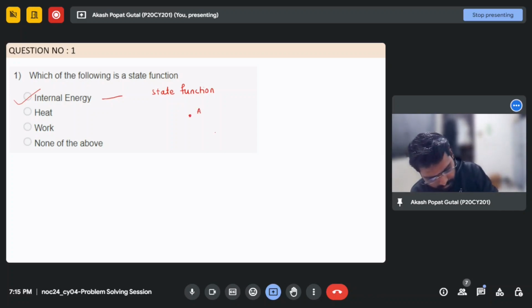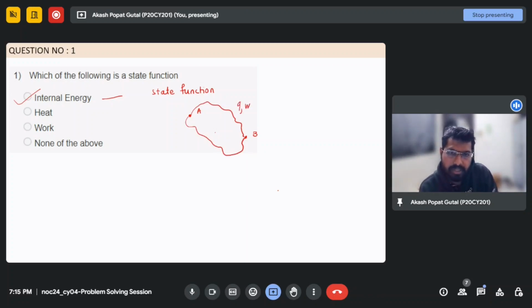So suppose we have a system which is going from its state A to B, and suppose there are two pathways to go. Heat and work will depend upon the path we have chosen, but the internal energy will not change irrespective of the path that we choose. So the answer is internal energy is right.